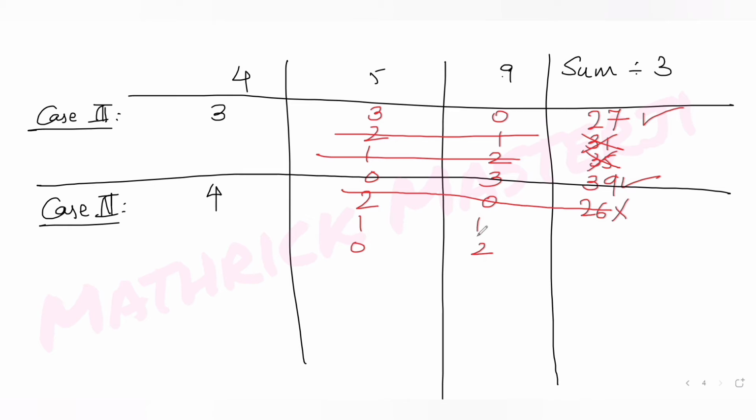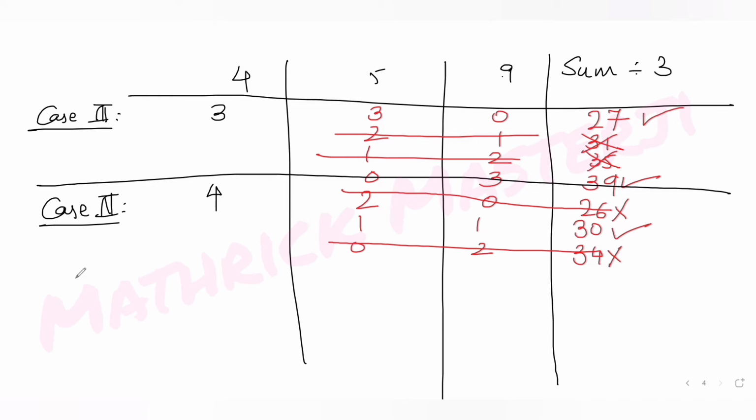Next, 1 5 and 1 9, so 5 plus 9 is 14, and 4 4s, so 16, so 14 plus 16, 30. This is a possible value. And 0 5s and 2 9s, so 18 plus 0, which is 18, and 4 4s is again 16. So 34, not divisible again by 3. So with 4 4s, I get only one case possible.